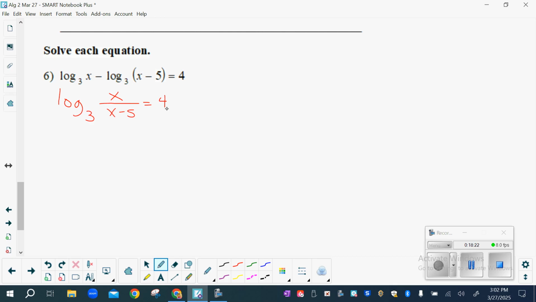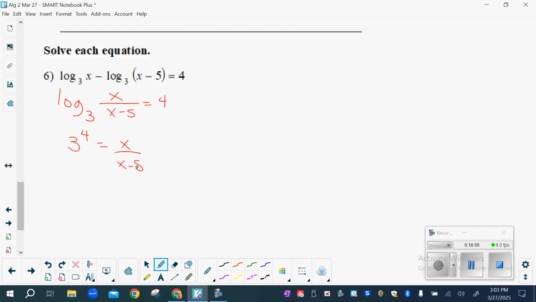So notice we have a log here, we don't have a log there. Oh, yeah, there's no log on the other side. Yeah, I don't know. Okay, I like that you're trying. You said 3 is the base and 4 is the exponent. Yes, so 3 to the 4th equals x over x minus 5. So we just change it from log form to exponential form. So notice there's only log on one side. That's what we have to do to solve it.